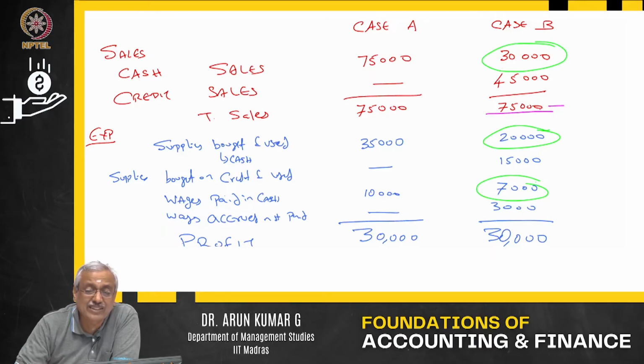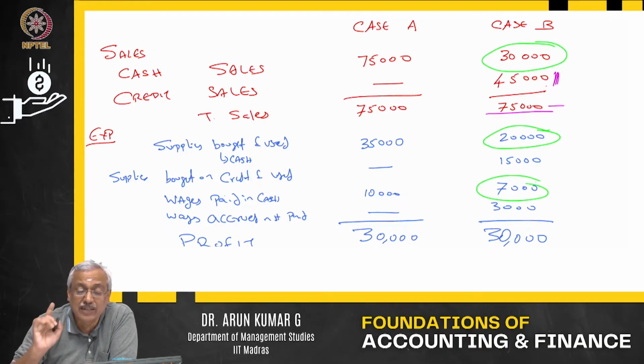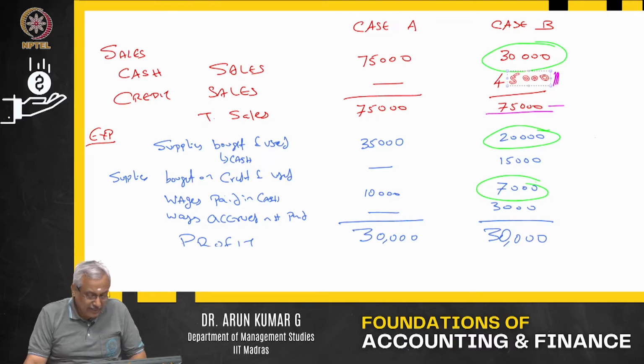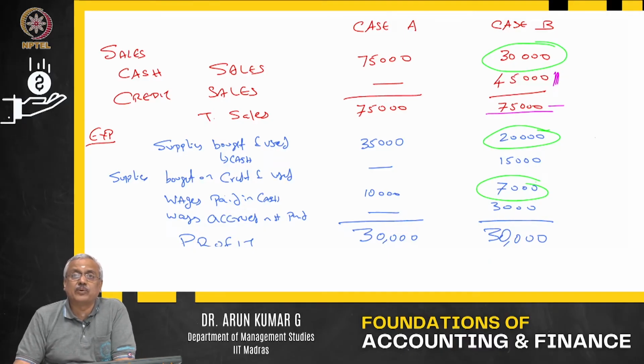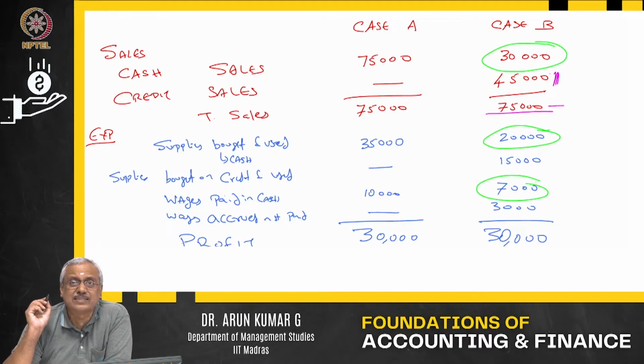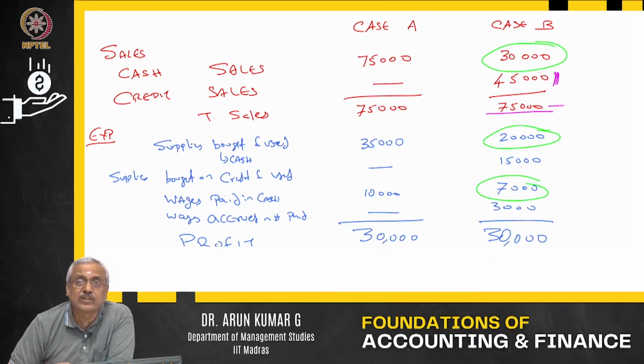In the sales of 75,000, 45,000 of credit sale is also included, which is not a cash receipt. That is, in the 75,000, this 45,000 of credit sale is also included. That is not a cash receipt. Because that 30,000 profit I have got after including this 45,000 as a credit sale. Am I with you or not? Yes. This 30,000 profit I have got in case B after including the credit sale of 45,000.